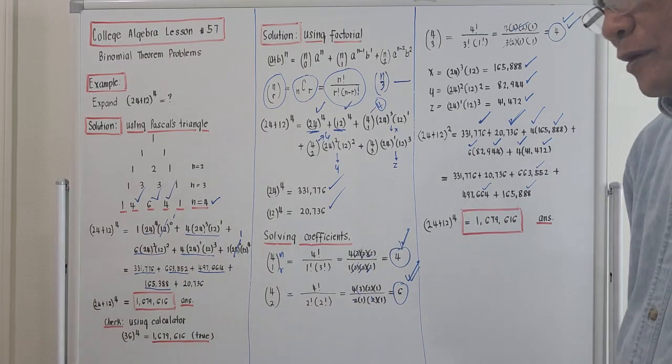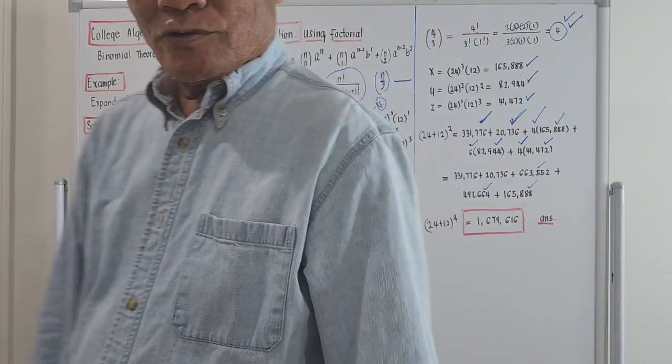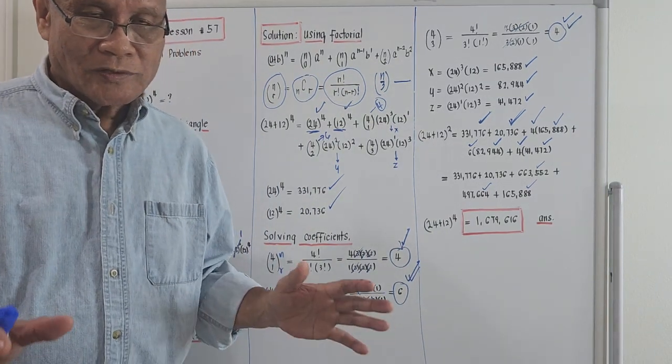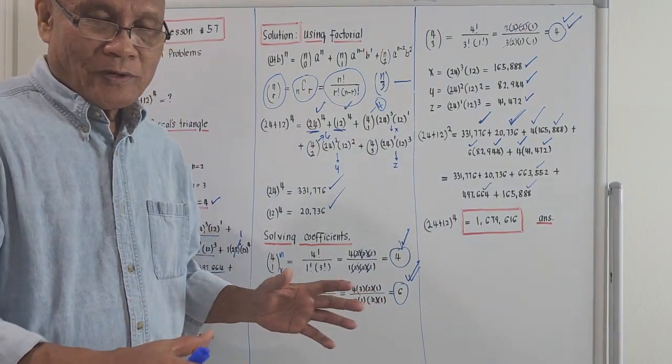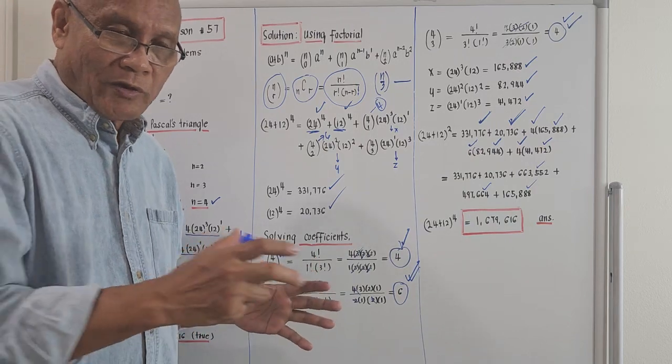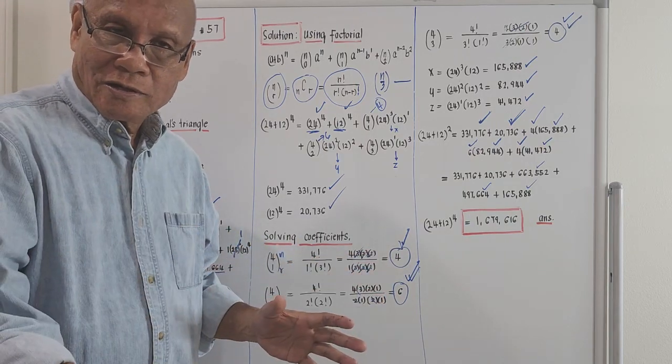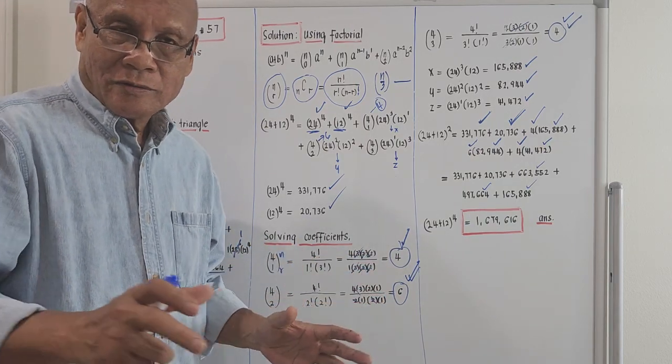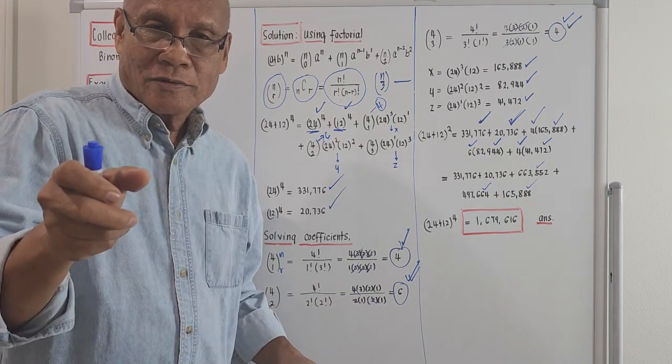That's it, guys. This is Professor David J. De Los Reyes from Los Angeles. This is a topic on the expansion of a binomial using Pascal's triangle and using factorial notation. Good morning from Los Angeles.